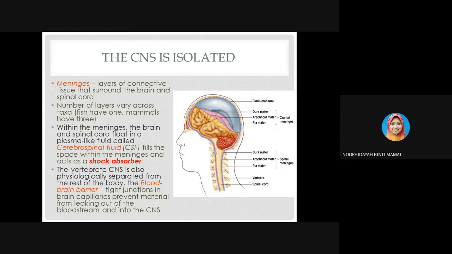And the vertebrate CNS is also physiologically separated from the rest of the body by the blood-brain barrier. The blood-brain barrier is made of tight junctions in the brain capillaries. It functions to prevent material from leaking out of the bloodstream and into the CNS.